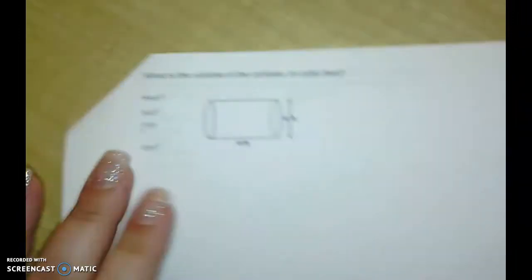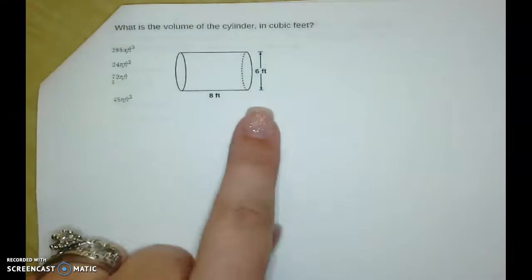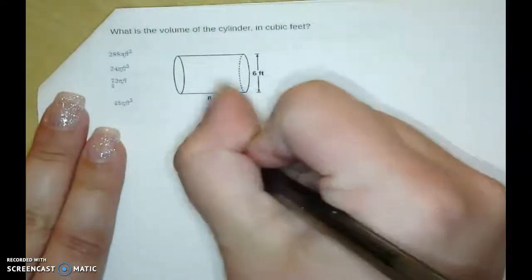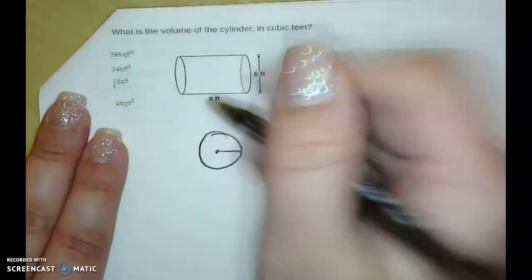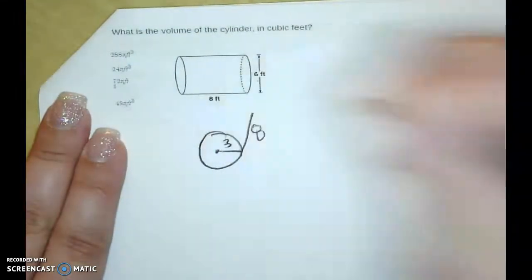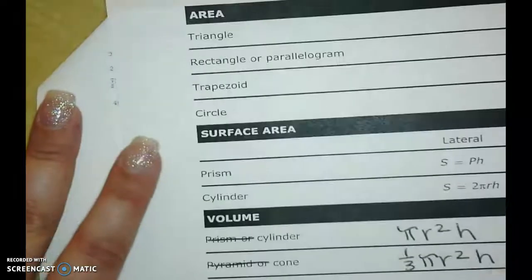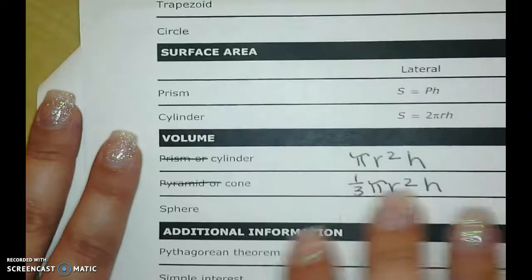All right, the next question I'm doing is this one. It says, what is the volume of the cylinder in cubic feet? Okay, so I noticed this gave me a diameter this time instead of a radius. So when I draw my picture, I'm only going to label the radius. So the diameter is 6, the radius is 3, and then you draw your height of 8. Since it gave me a radius, I'm using this formula right here in the middle. It's a cylinder, so just pi r squared h.